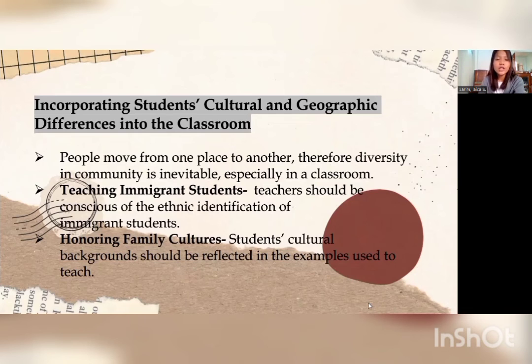First, teaching immigrant students. In teaching immigrant students, the teacher should be conscious of the ethnic identification of immigrant students. They may be at very different stages of assimilation, which means they cannot be thought of as a homogeneous group.